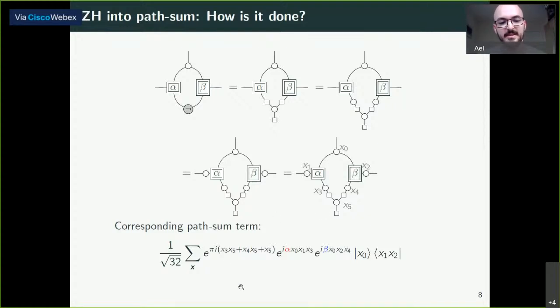You can easily see that this algorithm can be done the other way around, because when you have this path sum expression, for each variable you can create white dots, and then put input or output wires if they are input or output, and you then link those white dots with H boxes, according to the phase polynomial.